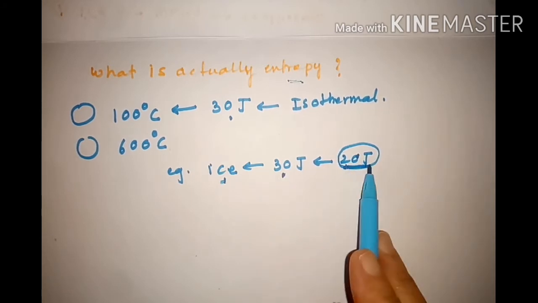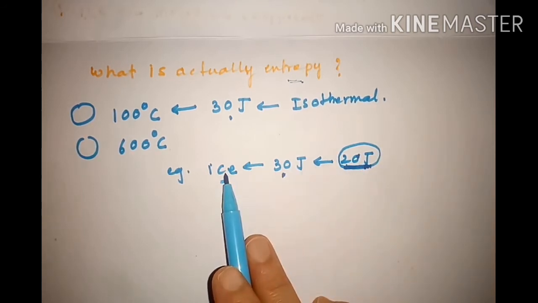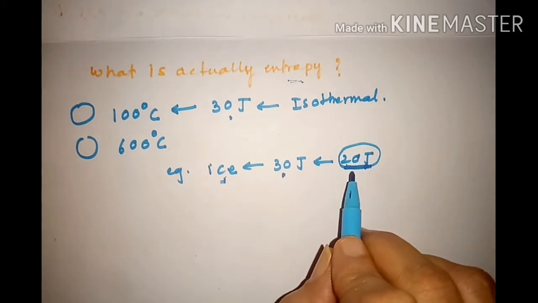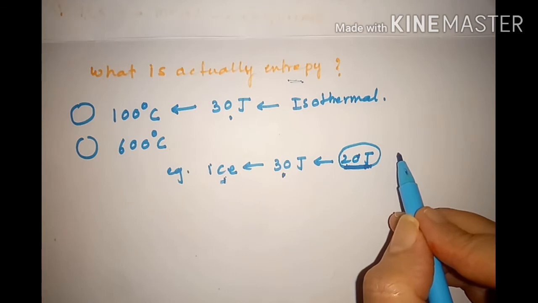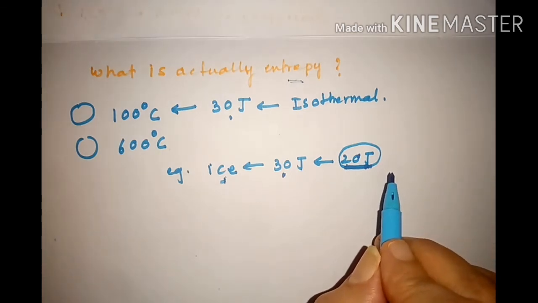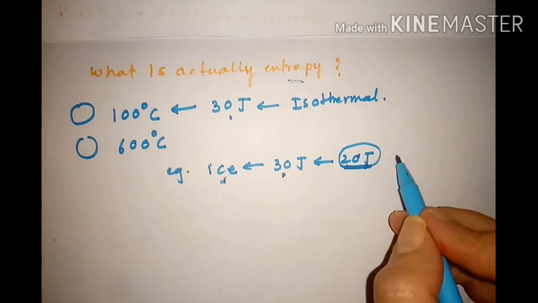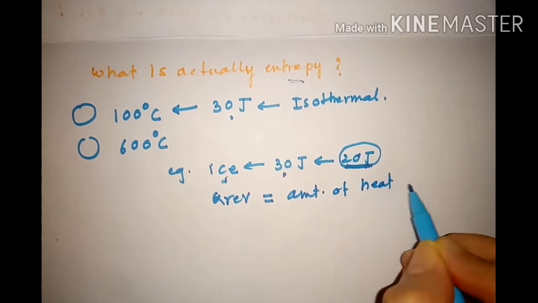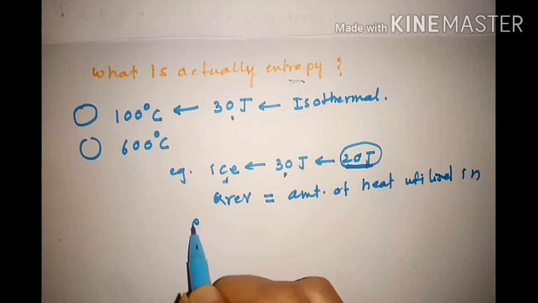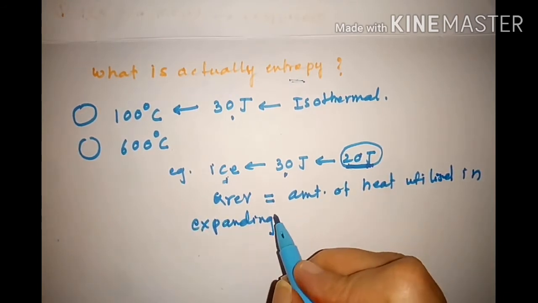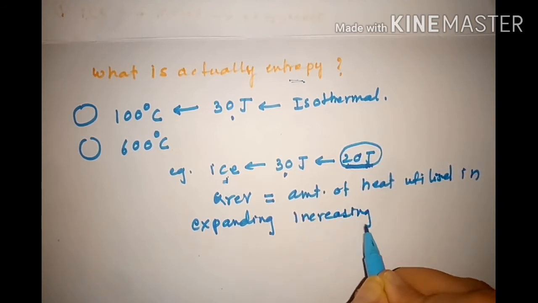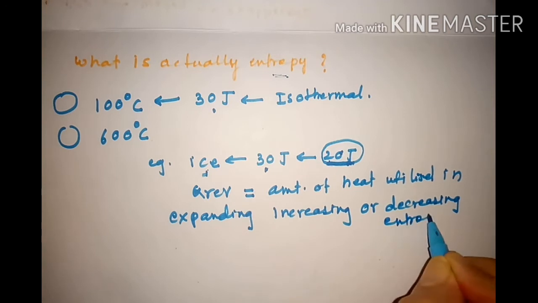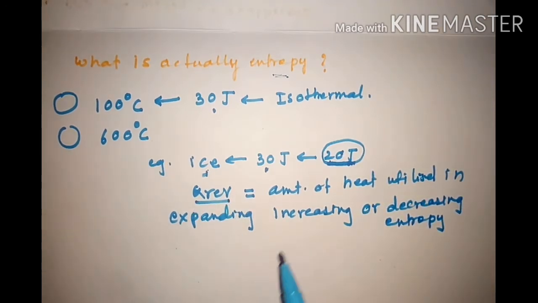So this amount of energy which is actually utilized by this system to get converted from solid state to liquid water can be used to decide whether the reaction is random or not. The amount utilized in expanding, increasing or decreasing, is what we call Q reversible. So what is this Q reversible? This is the amount of heat utilized in expanding, that is increasing or decreasing entropy.